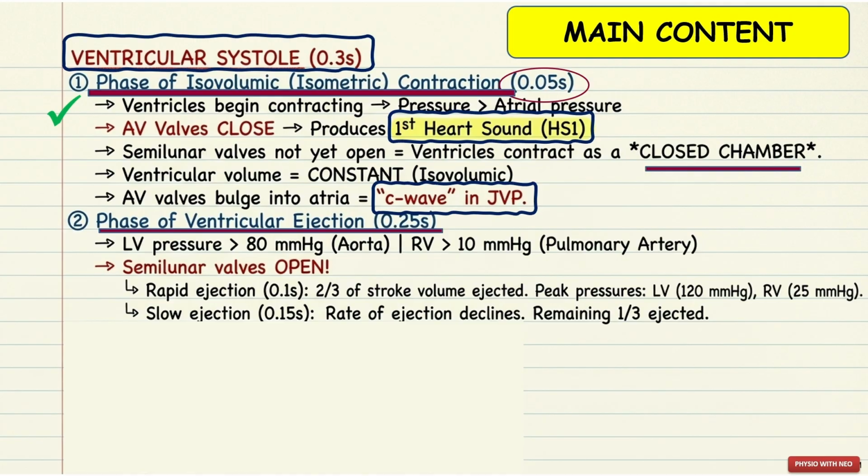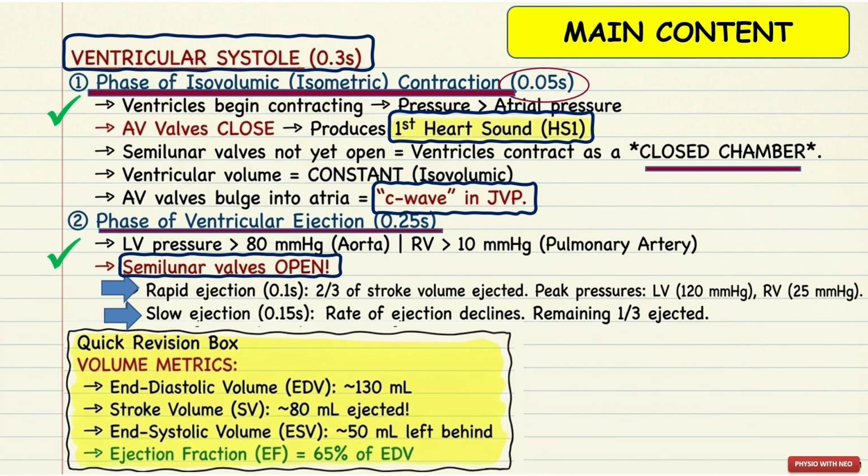The second phase is the ventricular ejection. Here the left ventricular pressure starts rising more than the aortic pressure, that is 80 mm of Hg, and the right ventricular pressure more than the pulmonary artery pressure, that is 10 mm of mercury. Due to this, the semilunar valves open and that leads to the ejection phase. It shows two parts: rapid ejection, ejecting 2/3 of the stroke volume, and slow ejection, ejecting 1/3 of the stroke volume. Now what is the stroke volume?